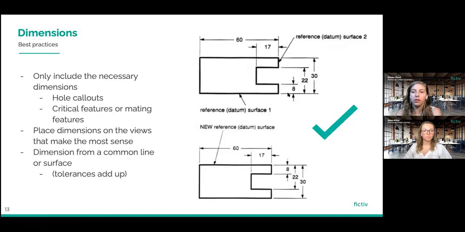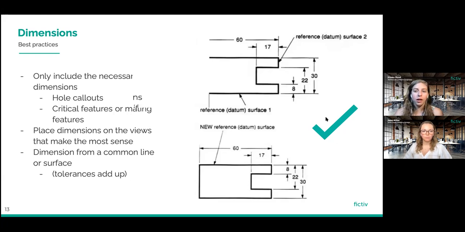having each dimension go from that common surface to the next closest surface is good because each of those dimensions will have a tolerance associated with it. However, if we dimension each part separately and then we have to add them up in a tolerance stack analysis or something similar, then those tolerances will also add up and you end up with a greater possible variation and less precise parts overall. So in general, this is a best practice for dimensioning.